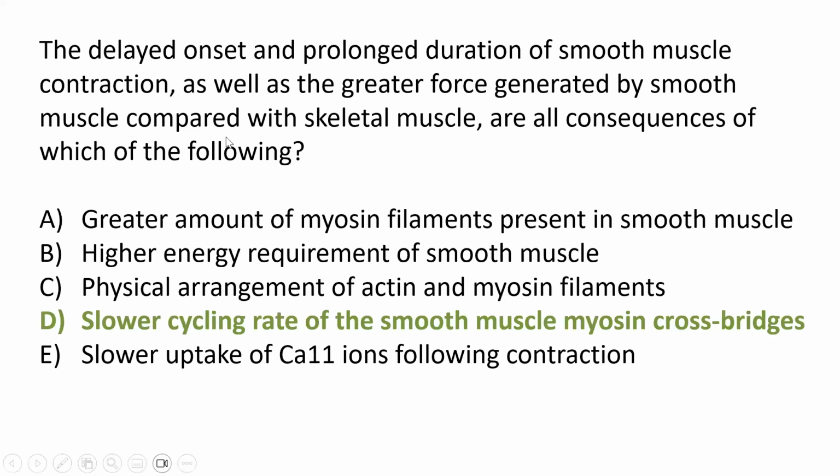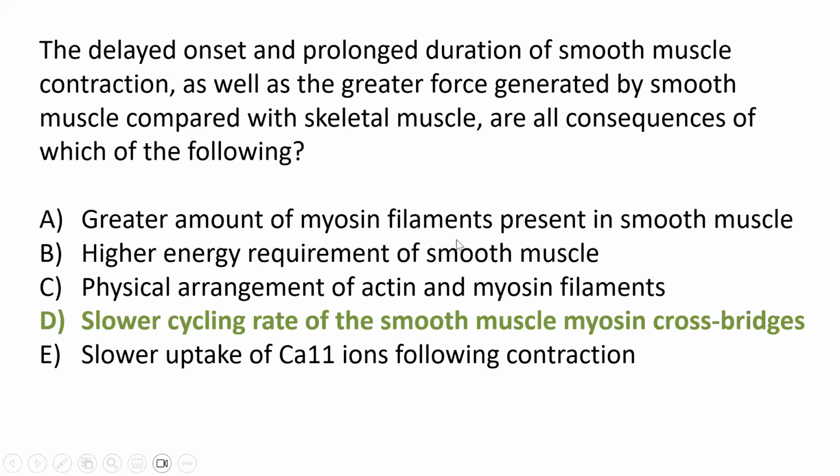So this is the answer. What the question is basically asking is, what is the difference between skeletal muscle and smooth muscle? So: slower cycling rate of myosin cross bridges in smooth muscle. Why? Because remember the latch contractions, when we said that we have a prolonged contraction time for less energy. That is the difference between skeletal muscle and smooth muscle.